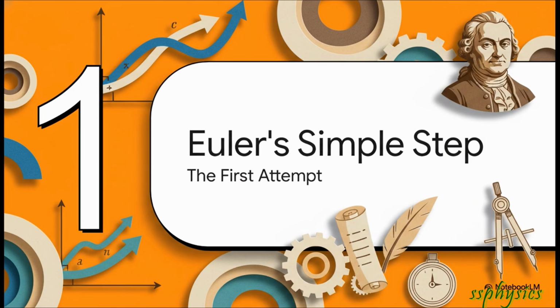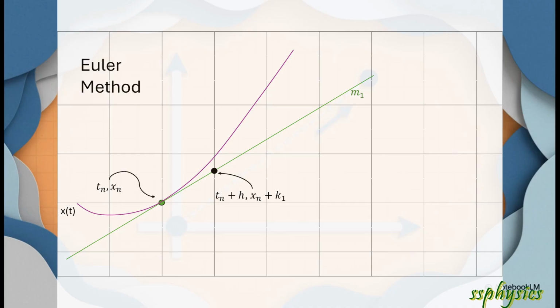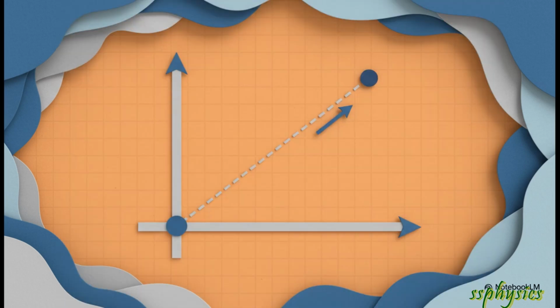We're going to start with the first and, honestly, the most intuitive approach, which came from the brilliant mind of Leonhard Euler. And his idea was just beautifully simple. He said, to find your next position, you just start where you are, and you add a small step. The direction you go is just the current slope, that's the f part, and you multiply it by how big of a step you want to take, that's h. It's literally like taking one small straight step in the exact direction you're facing at that moment.